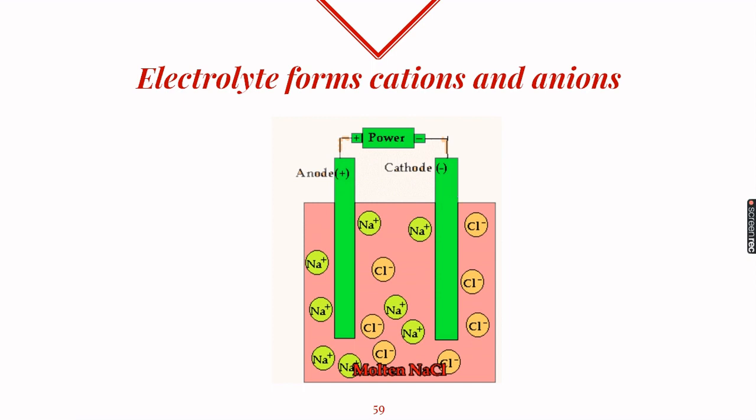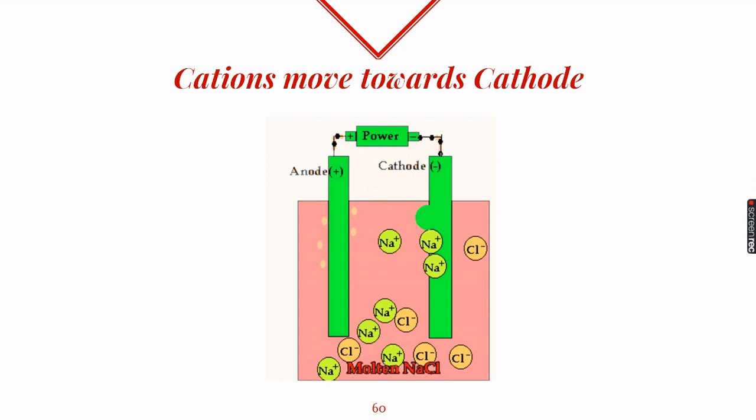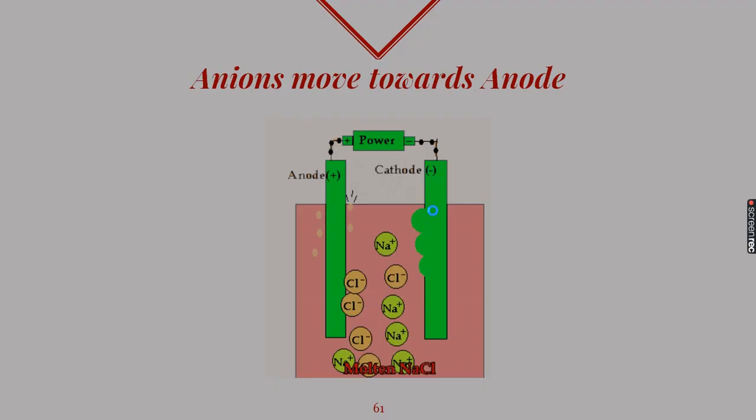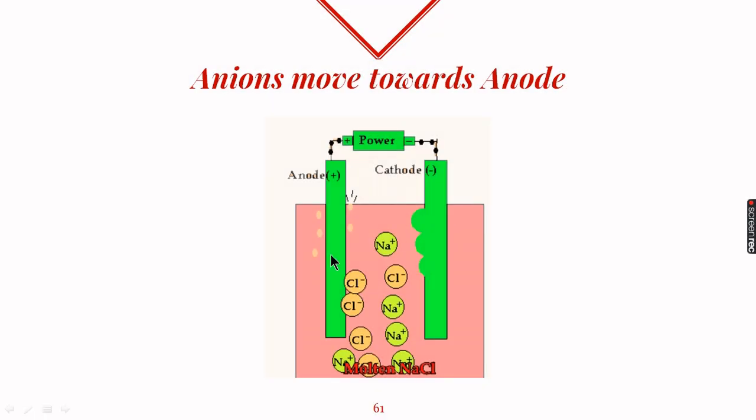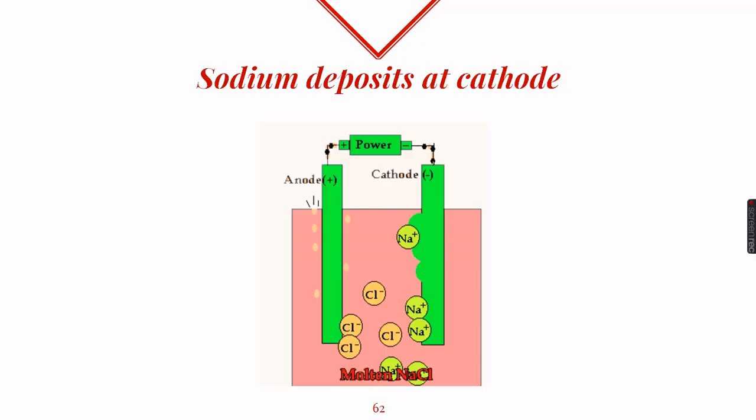The electrode which is connected to the negative terminal of the battery is the negative electrode and we call it the cathode. Now as soon as we switch on the key, molten sodium chloride will form cations, which are sodium ions, and anions, which are chloride ions. Now we know that opposite charges attract each other. So sodium ions will start moving towards the cathode, that is, cations will move towards the cathode, and the anions will move towards the anode. Now when cations move towards the cathode, which has an excess of electrons, sodium ions will gain an electron from the cathode, become neutral, and these neutral sodium atoms get deposited at the cathode itself.